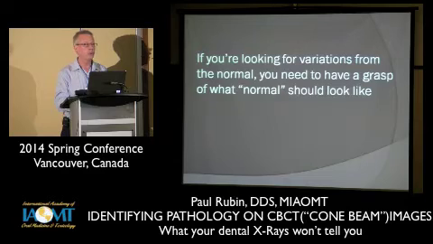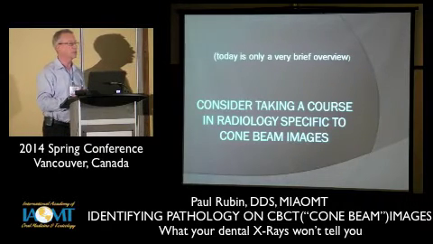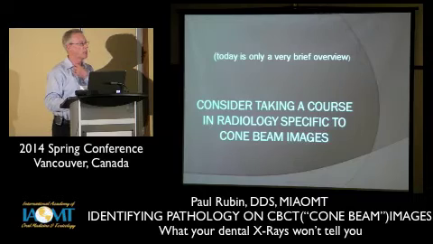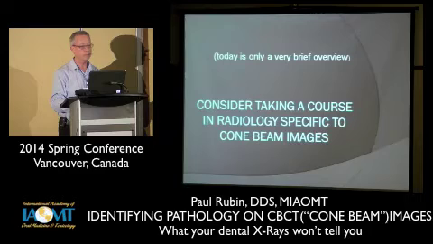We're looking for variations from the normal, so you have to have a sense of what normal should look like. For me, I had to go back and relearn some things. One big help as you're looking through different slices of the image is looking for symmetry, or looking for places where there is an asymmetry. It helps you zero in on, okay, why does this look different than I think it should look? I want you to realize that this is a very, very brief overview here. To really get good at understanding how to look at these images, you really need to take a full-blown course.